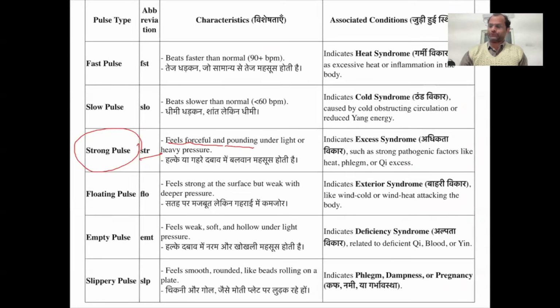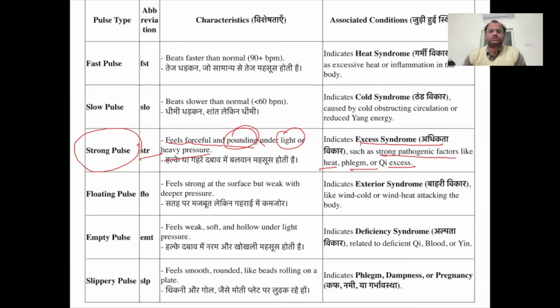pulse. Feel forceful and pounding under light or heavy pressure. Whether you put the light pressure or the heavy pressure, you feel it heavy. The meaning of this excessive syndrome may be some strong pathogenic factor like heat or flame, or the chi is excessive. There is an excess of energy somewhere.